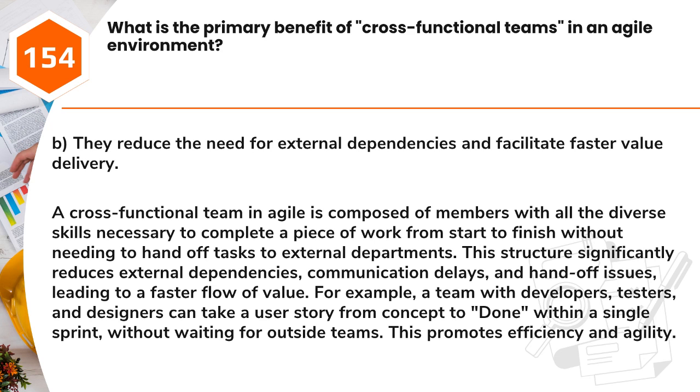Answer: B. They reduce the need for external dependencies and facilitate faster value delivery. A cross-functional team in Agile is composed of members with all the diverse skills necessary to complete a piece of work from start to finish without needing to hand off tasks to external departments. This structure significantly reduces external dependencies, communication delays, and handoff issues, leading to a faster flow of value. For example, a team with developers, testers, and designers can take a user story from concept to done within a single sprint, without waiting for outside teams. This promotes efficiency and agility.